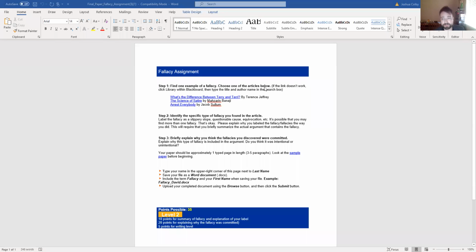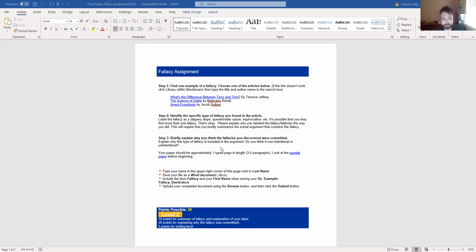Okay, here's the prompt. As I said, you need to choose one of these three articles, and then you read over the article. What you're trying to do is write about a one-page paper, I would say 3 to 5 paragraphs, in which you are introducing which article you're discussing, then identifying and labeling what fallacies you think occur in the article. Label them, say this is a post hoc ergo propter hoc, whatever. Explain how it's working in the article.